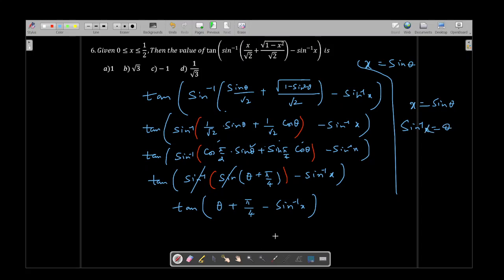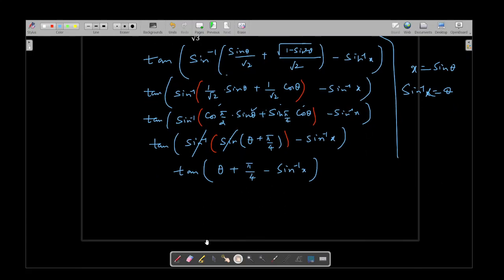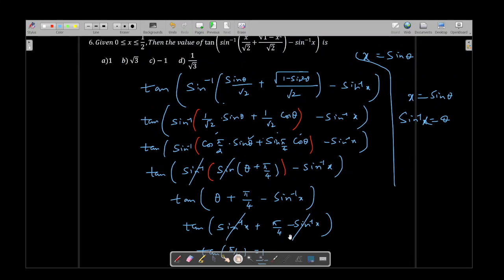Theta is sine inverse of x. So I can cancel these two. So I'll get tan of sine inverse of x plus pi by 4 minus sine inverse of x. I can cancel sine inverse and minus sine inverse. So I'm left with tan of pi by 4, which is 1. Tan pi by 4 is 1.